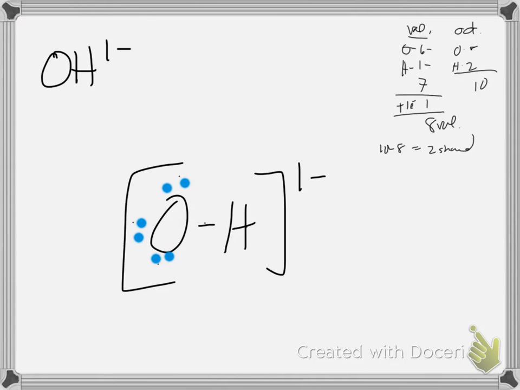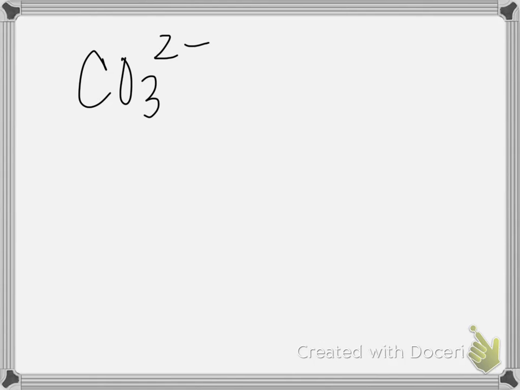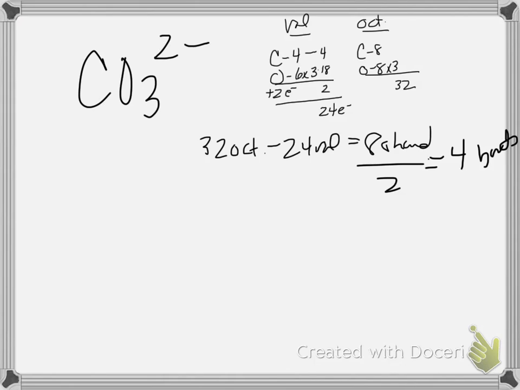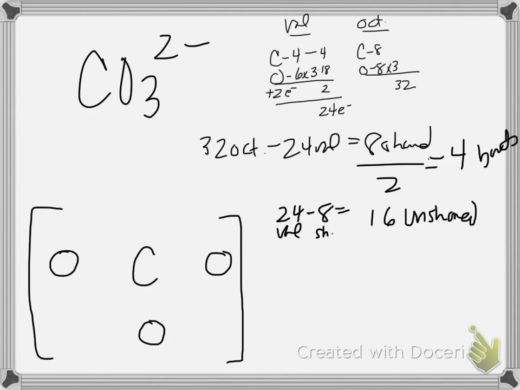Do you want to do one more polyatomic ion together? Okay, that's a carbonate ion. It's one that you'll get real familiar with when we start doing compounds with polyatomic ions. Start doing the math. Okay, I got the number of bonds figured out. I got the number of unshared electrons figured out, 16. So I got 4 bonds.